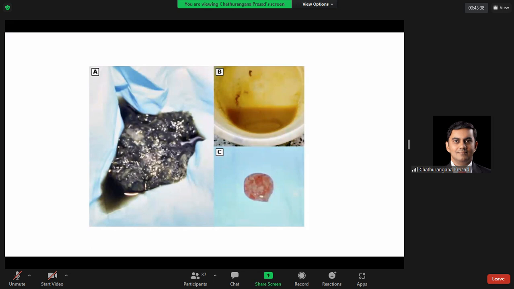So this is the blood mucus diarrhea. It might be altered blood like melena, or it might be clear blood mucus diarrhea, or you might actually have more water with blood in it.